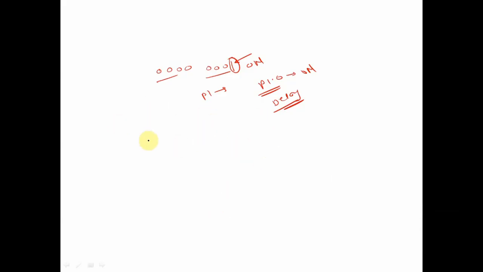So if you see the pattern, it will be something like P1.7, 1.6, 1.5, 1.4, 1.3, 1.2, 1.1 and 1.0. So initially we have loaded the pattern 0, 0, 0, 0, 0, 0, 0, 1. Now I want to make the next LED on. So if I want to make this LED on, then I have to shift this one towards the left.